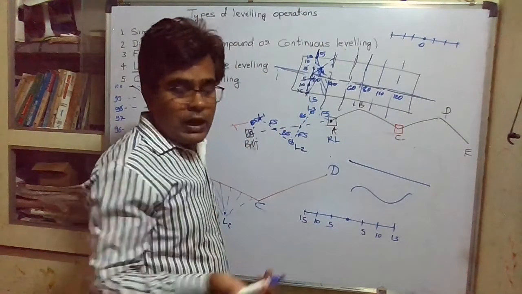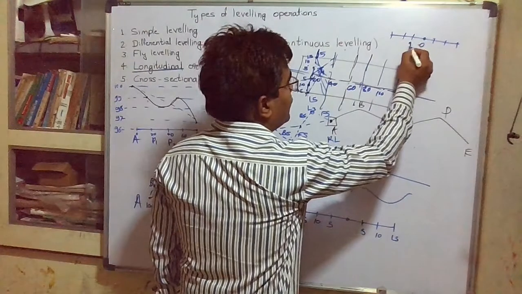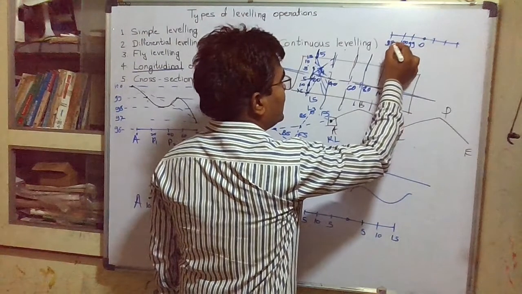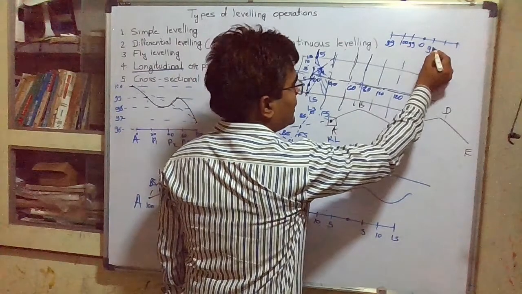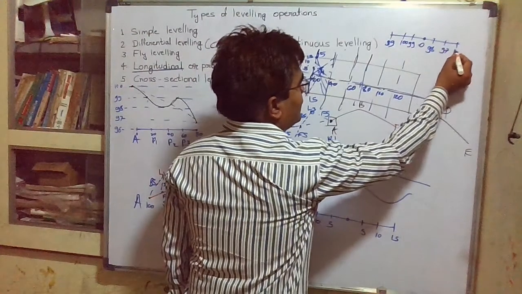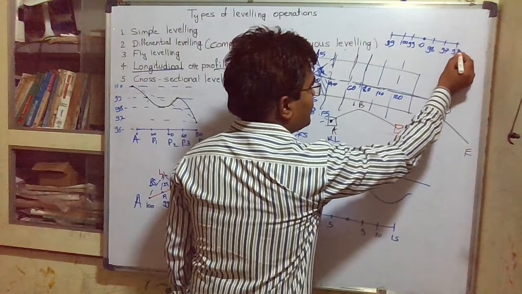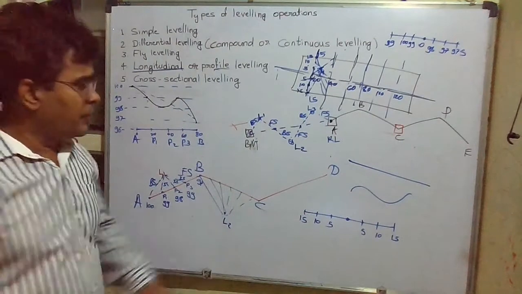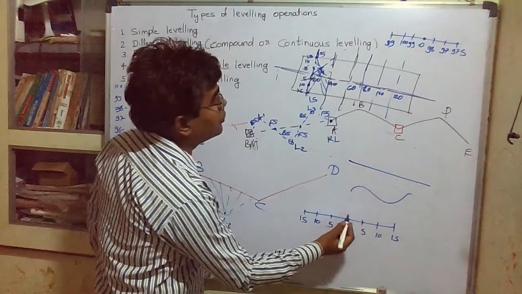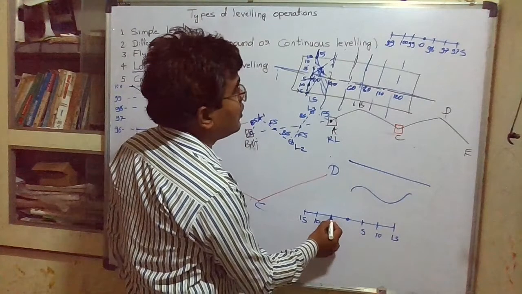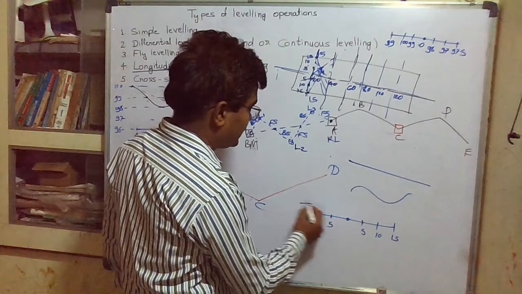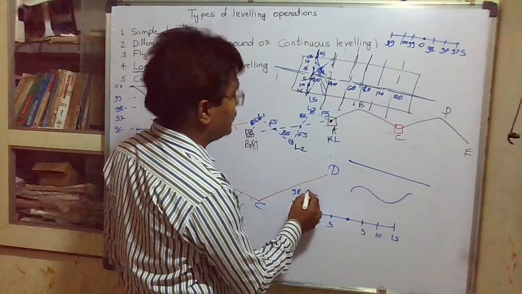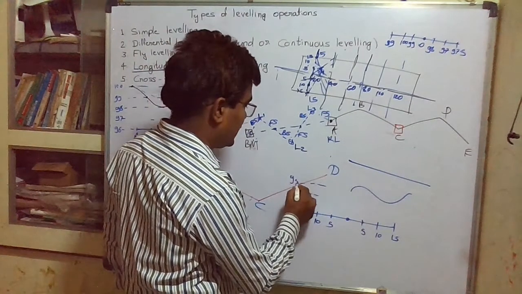Here also we calculate the RL. Suppose the RL of this point is 99, this point is 100, this point is again 99, this point may be 98, 97, again suppose 97.5. Like that we got the RL along this cross section. So again we can plot this cross section. So left 5 here, starting from 97, suppose this is 97, 98, 99 and 100.